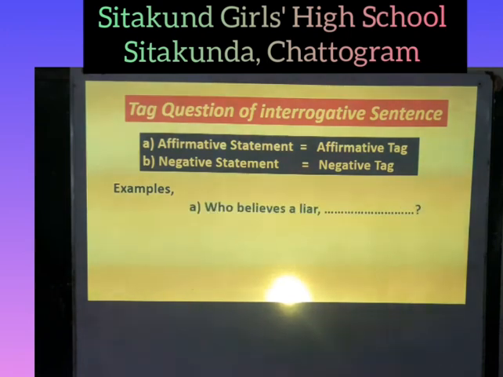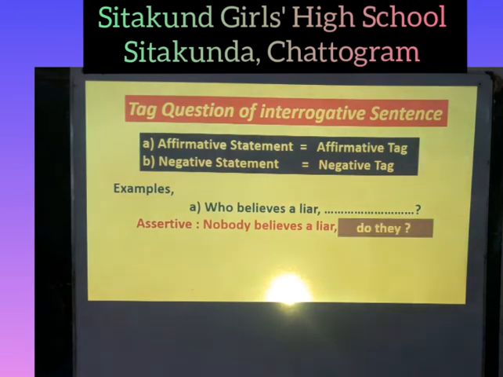Examples A, who believes a liar? First of all, you have to turn the sentence into assertive to understand better. Assertive, nobody believes a liar. So this is assertive sentence, and first of all you have to make the sentence tag question. Nobody believes a liar. Do they? Do they is the tag answer of nobody believes a liar. So nobody believes a liar has come from who believes a liar. So who believes a liar is the interrogative sentence, nobody believes a liar is a assertive sentence.